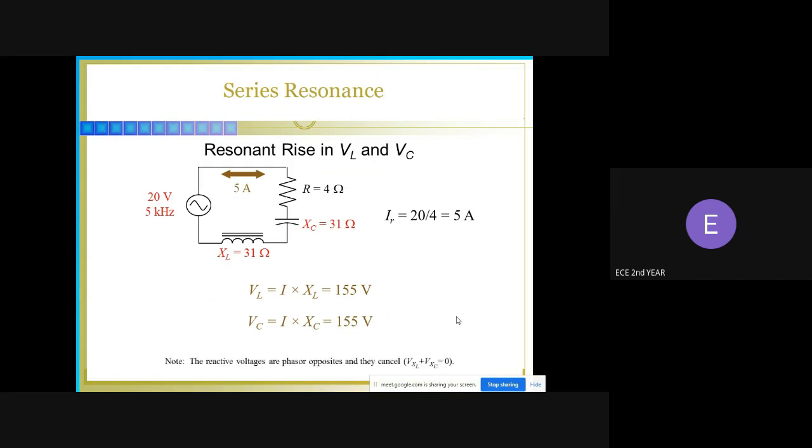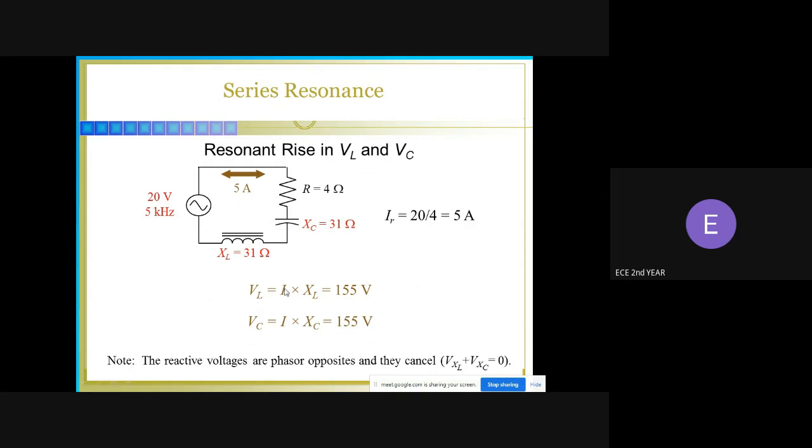We can take a small example here, a small series resonance circuit. What will happen? Resonance rise in VL and VC. Here a 20 volt, 50 kilohertz supply is given, with R equal to 4 ohm, XC capacitive reactance 31 ohm, and the inductor XL 31 ohm, both having the same value. So we can find the current: I equals 20 divided by the resistance value 4, which gives 5 amps. This is the current. Now we need to find the voltage across the inductor and across the capacitor.